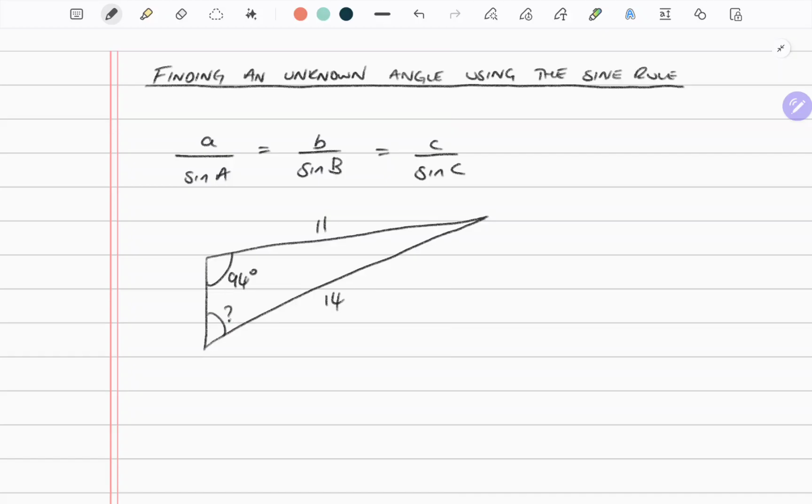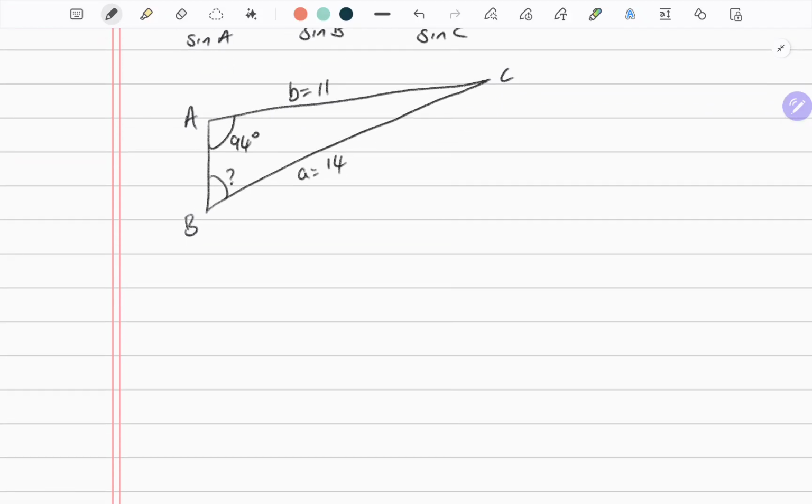So first things first, we will label the angles and then the side lengths. So let's just call this A, this B, and this C. And we'll label the side lengths as the lowercase of the opposite angle. So in this case, a is equal to 14, b is equal to 11. So we know A, but we don't know B. So the part of the sine rule we will use will be a over sine A is equal to b over sine B. It's by the sine rule.